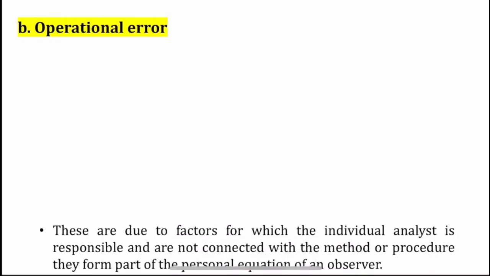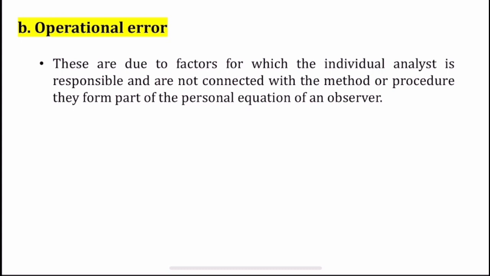Next is operational error. An operational error refers to a mistake that occurs during the execution of a task or operation. This type of error typically results from human actions, such as by individual analysts, rather than system malfunction or procedural flaws.